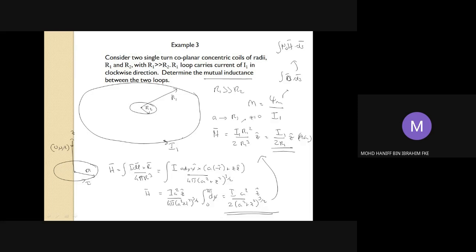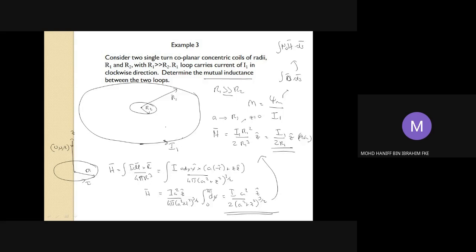But based on the given information that the radius of R1 is very, very much larger compared to R2, we can assume that if I stay at this loop of R1 radius, I can just see my R2 radius as a single point. It's just a single point because my radius R1 is very, very much bigger compared to R2. So I can just see R2 as a point.